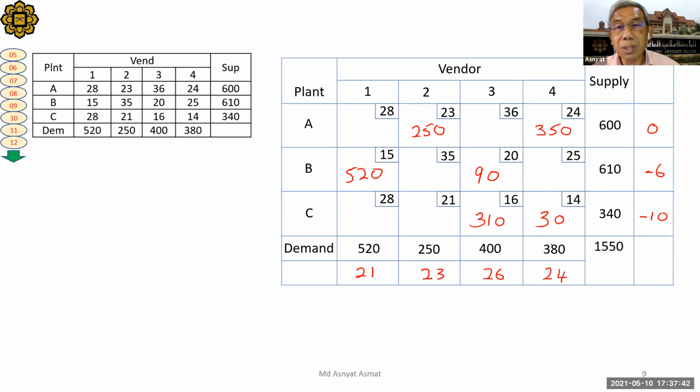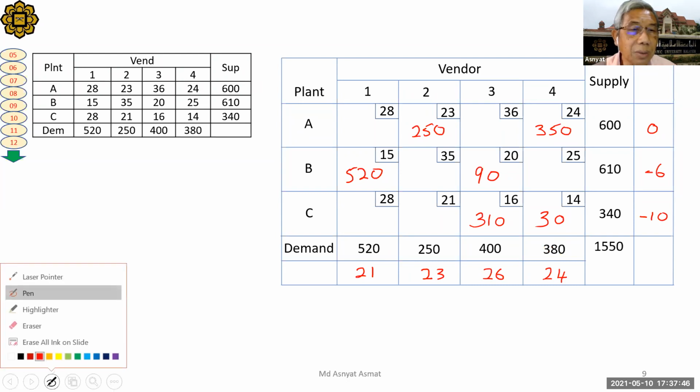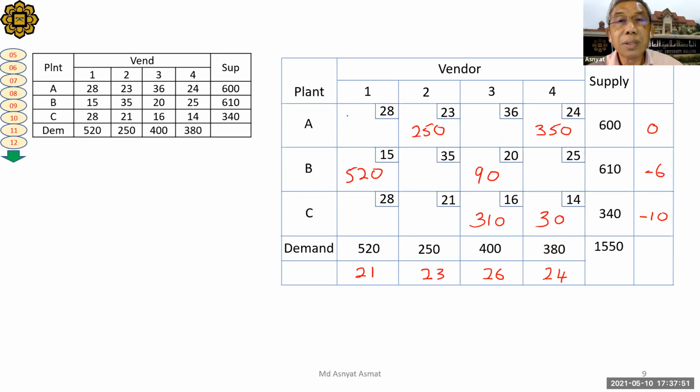Now we want to know whether the solution is optimal or not. Let's look into the improvement index. The first one, here, A to 1. What is the improvement index? 28 minus 0 minus -1. 7, right? Yes.